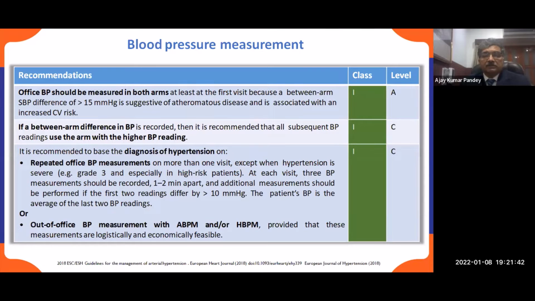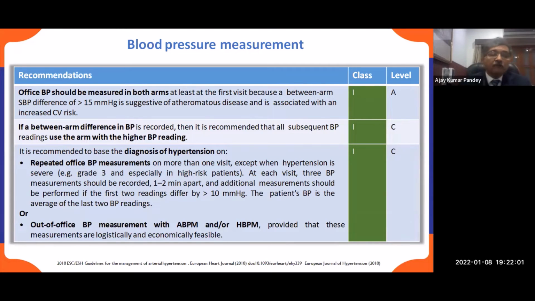But at each visit, 3 BP measurements should be recorded, 1 to 2 minutes apart. An additional measurement should be performed if the first 2 readings differ by more than 10 millimeters, and the patient's BP is the average of the last 2 BP readings. So that's very important, that the last 2 BP readings are what count.